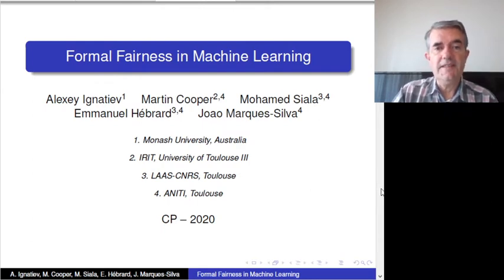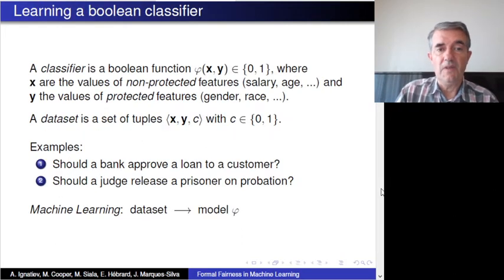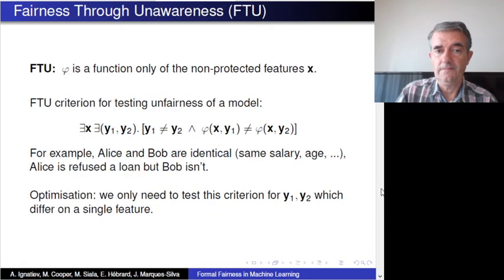So now we'll look in detail at the notion of fairness in machine learning. So we're interested in defining criteria for fairness of a model, dataset bias, and fairness of a particular decision. And in particular, we want to know how to learn a fair model from biased data. So we want to learn a classifier which is only a function of the non-protected features. And this criterion is called FTU, fairness through unawareness, that the model should only be a function of the non-protected features.